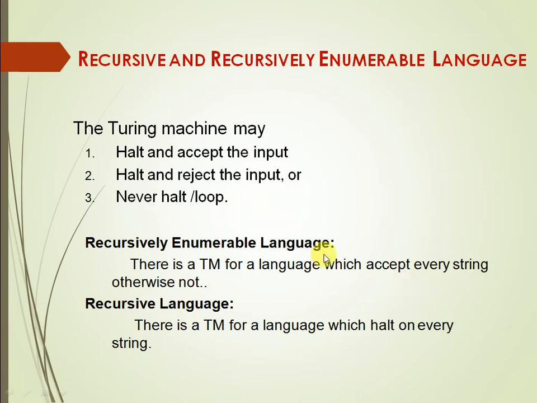Now we will see the recursive and recursively enumerable languages. The Turing machine may perform three operations. It may halt and accept the input, it may halt and reject the input, or it may never halt. First, we will see the recursively enumerable language. This is a TM language which accepts every string that belongs to it, otherwise not. Recursive language is a TM language which halts on every string.